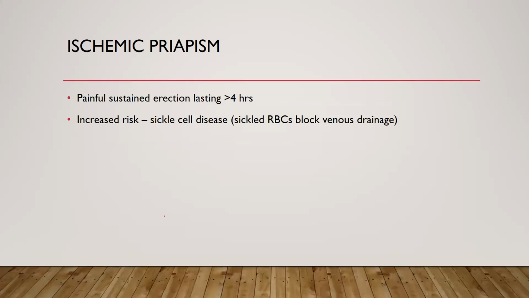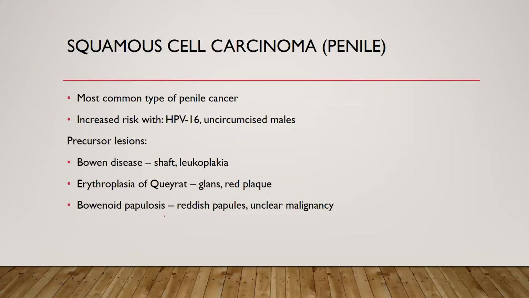Ischemic priapism, this is when you have a painful sustained erection for greater than 4 hours. You do have an increased risk with sickle cell disease because sickle RBCs block venous drainage. So I'd know about this. Penile squamous cell carcinoma, this is the most common type of penile cancer. This is where you have HPV-16 involved or uncircumcised males as a risk. There are some precursor lesions that you can see here. I think those are low yield. I would just know the HPV, uncircumcised, and most common type of penile cancer.